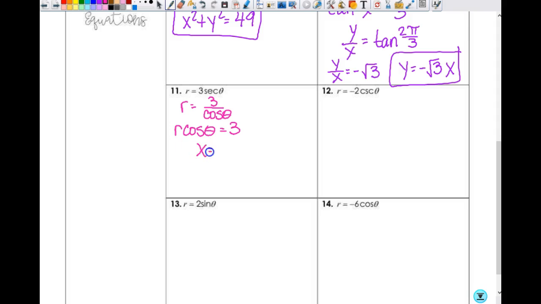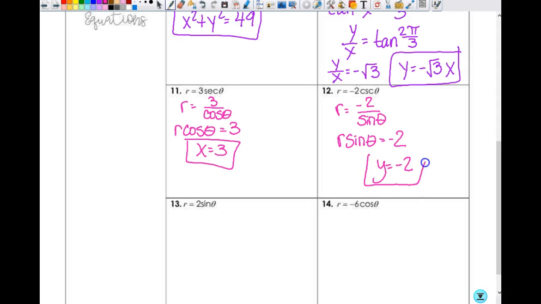X equals 3. X equals r cosine theta. Don't make it harder than it is, right? All right, so now r equals, what's the reciprocal of cosecant? Sine. Negative 2 over sine theta. So now I'm going to multiply both sides by sine. I get r sine theta equals negative 2. So y equals negative 2.